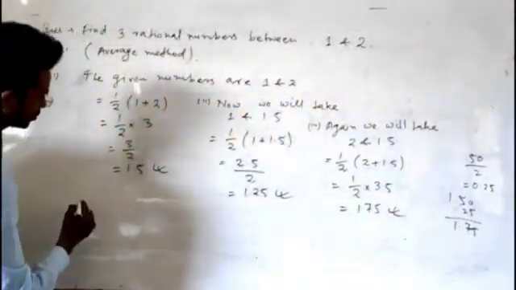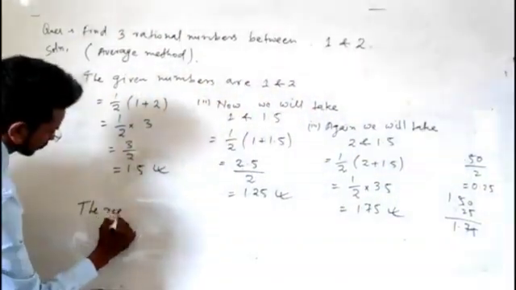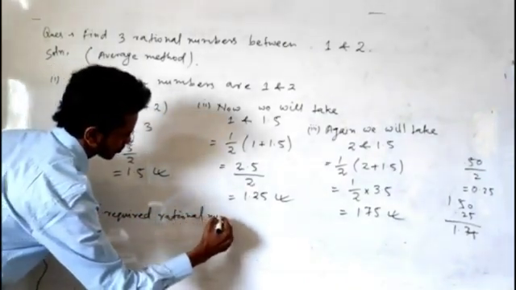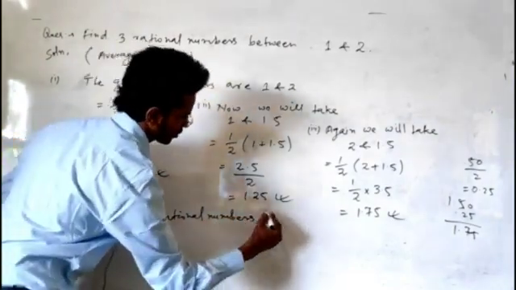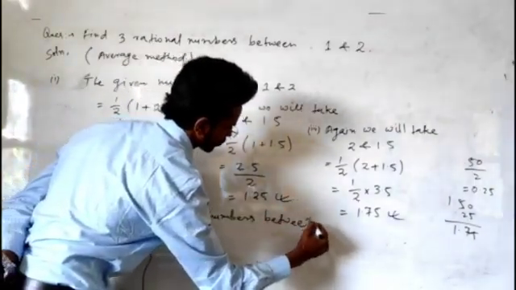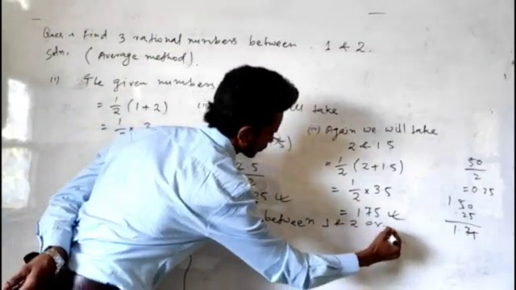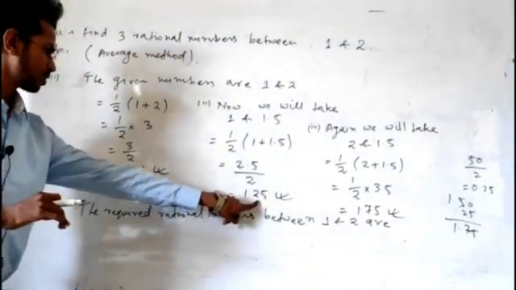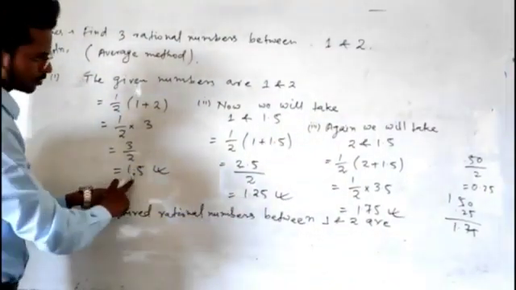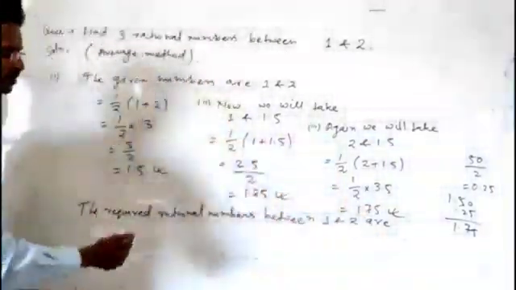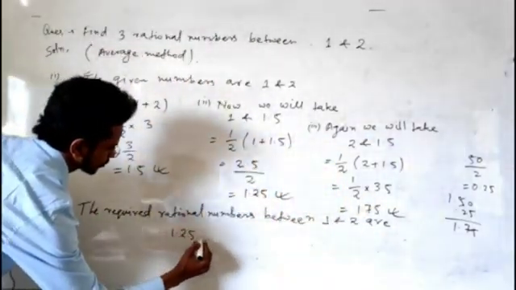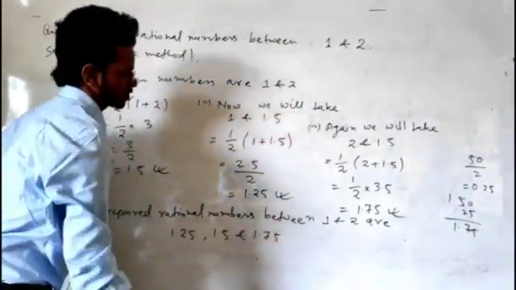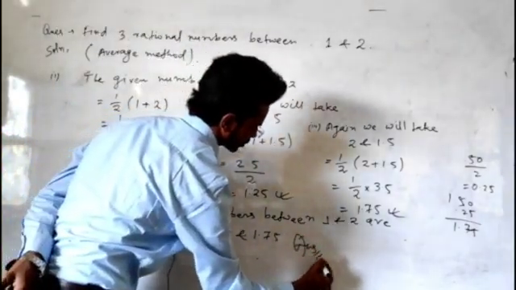Then we can write the required rational numbers between 1 and 2 are. Firstly, write the smaller one, then the middle one, then the largest: 1.25, comma, 1.5, and finally 1.75. This will be the answer for this question.